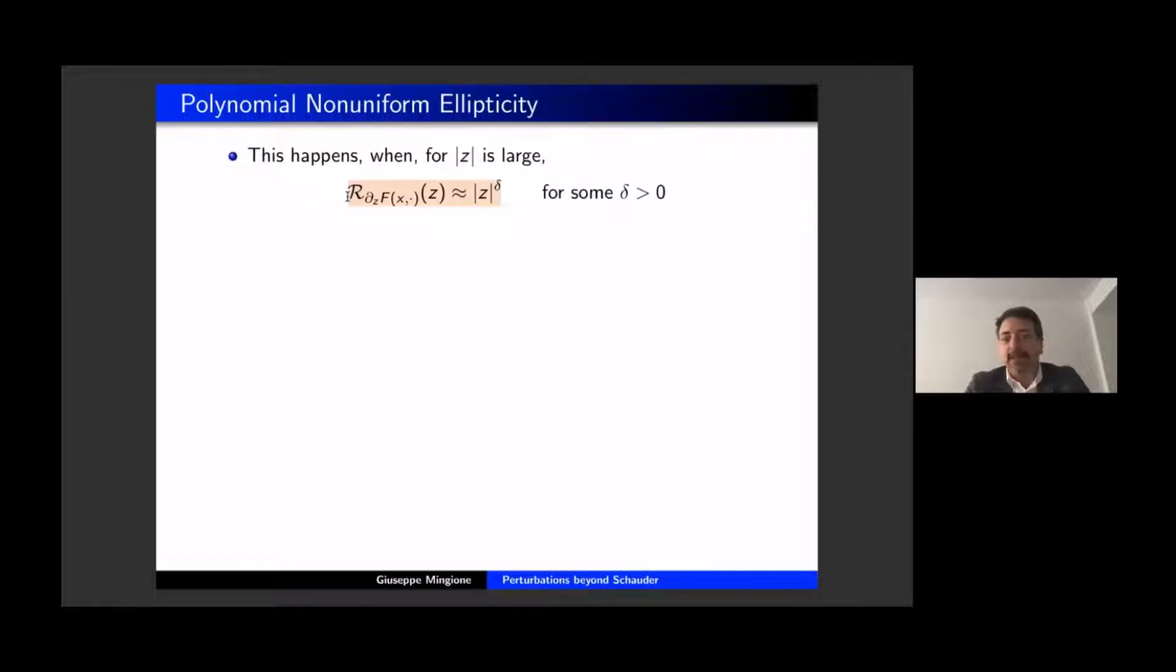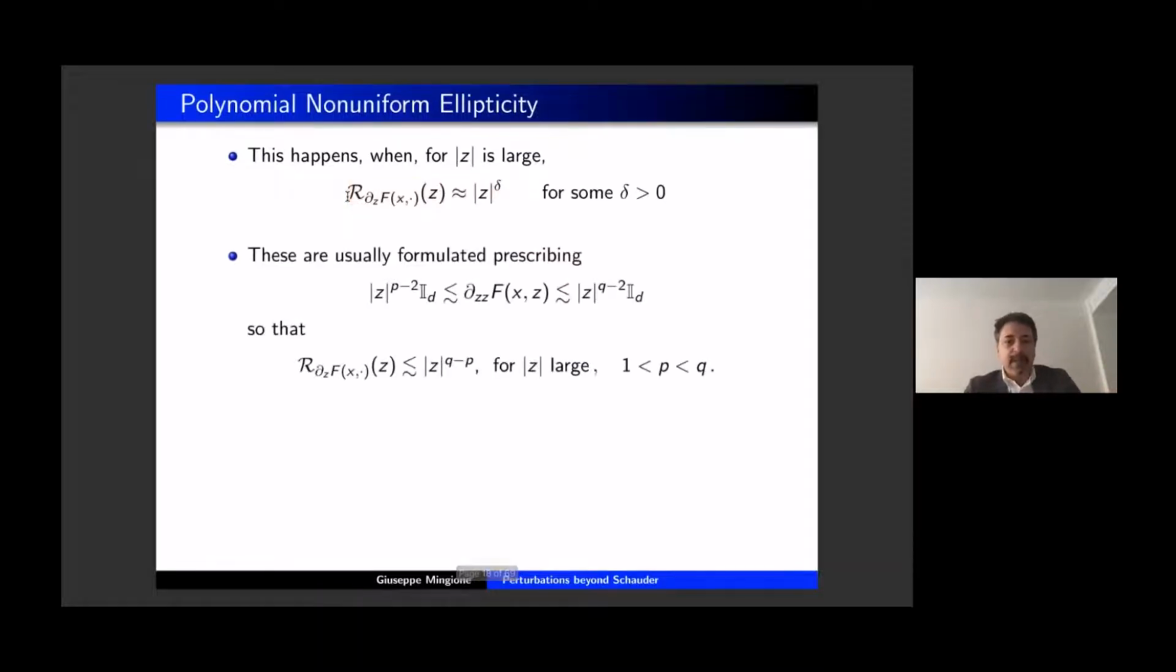is the classical condition that has been considered: that this ratio blows up as a small power of the gradient. And you need it to be small, otherwise this competition resolves in unbounded gradients. In particular, this is usually formulated by prescribing that the lowest and the highest eigenvalue grow with different powers, so that the ratio is bounded by |z| to the q minus p, and then you want that this difference is suitably small.